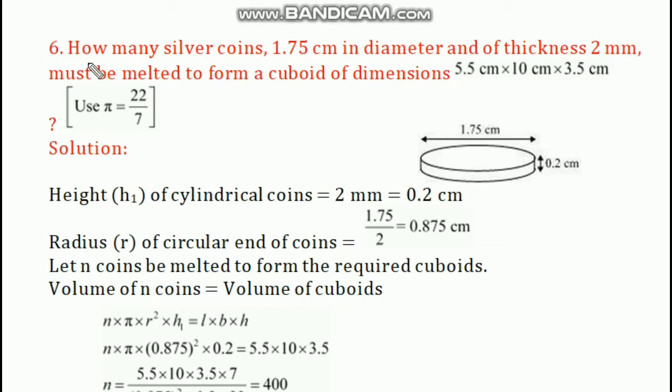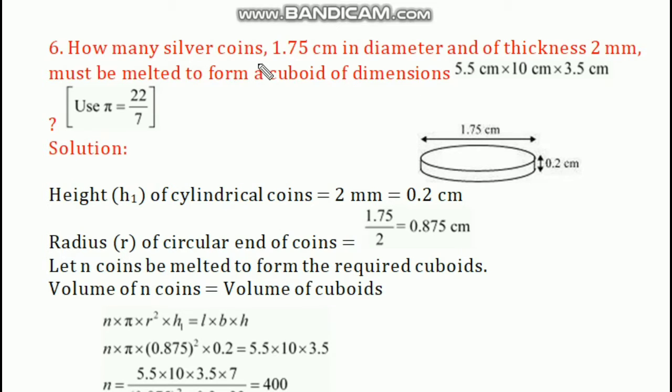Students, let's discuss exercise 13.3 sixth sum. How many silver coins 1.75 centimeter in diameter and of thickness 2 millimeter must be melted to form a cuboid of dimensions 5.5 centimeter into 10 centimeter into 3.5 centimeter? I'll read once again the same question.